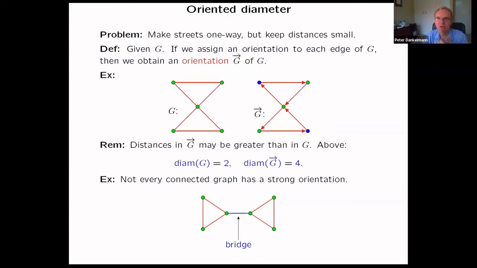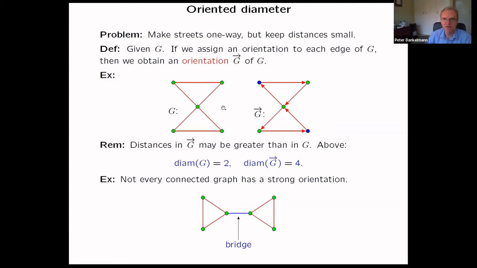So we generally want to try to also keep distances small. So in terms of graph theory, what does that mean? If we are given a graph G, and to each edge we assign an orientation, so we give each edge a direction, turn it into a one-way road, then we obtain what we call an orientation of G.